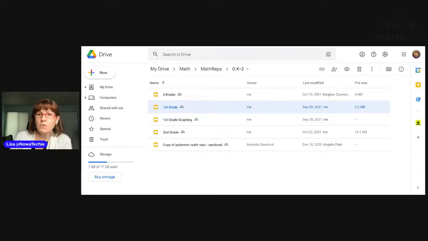All right, hopefully this is what you're seeing. No, you are not seeing what I'm seeing. Okay. So I'm going to stop sharing and I'm going to share this particular tab with you. And share screen. Chrome tab, first grade.